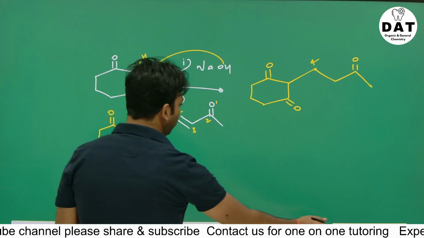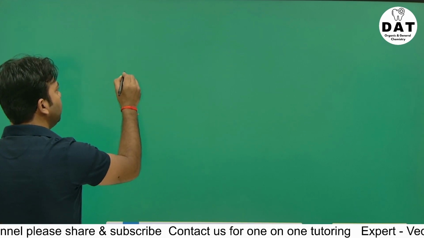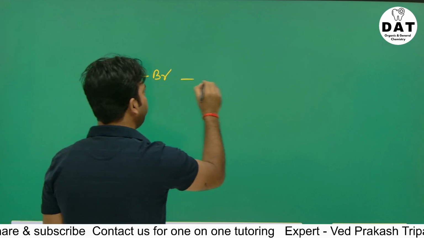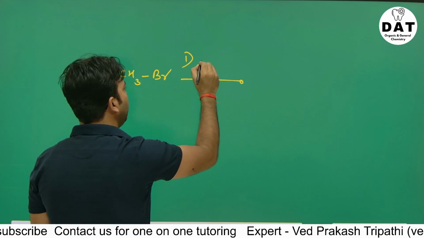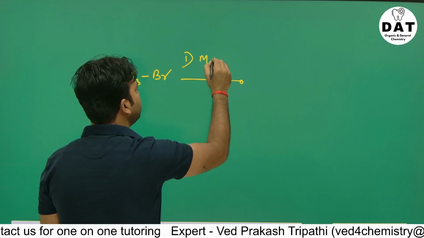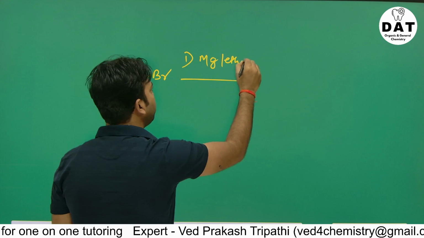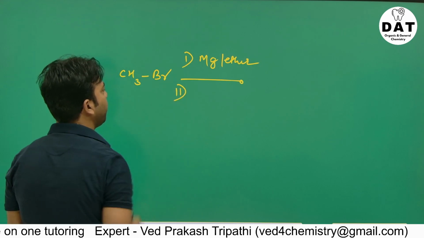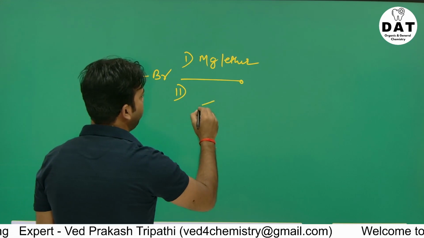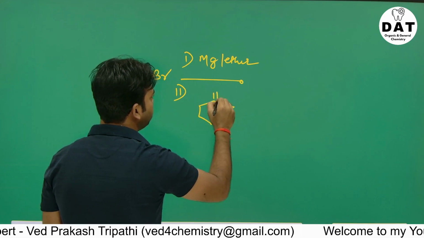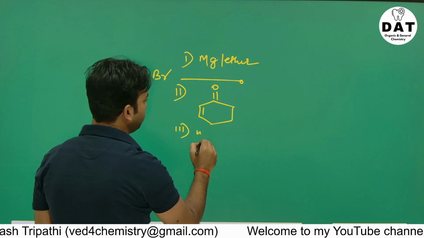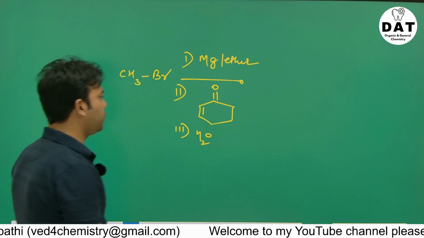I am going to give you one more question which is very interesting. Suppose we have this CH3 bromine. The first step is treated with magnesium in the presence of ether. Second step, we have this conjugated enone, with water as well, meaning in the third step you can use H2O. So what should be the product?